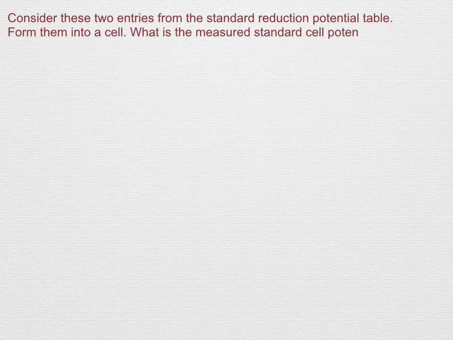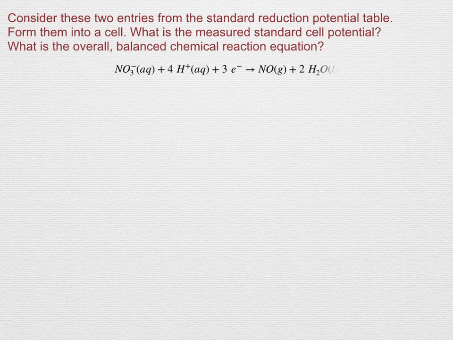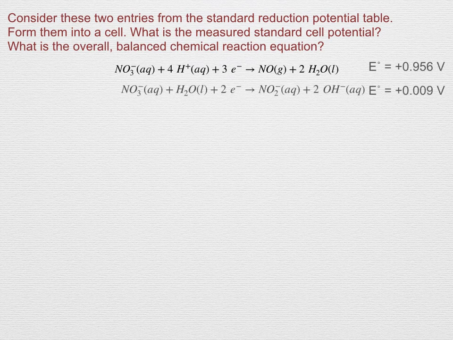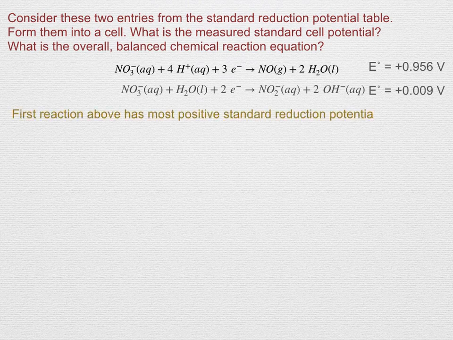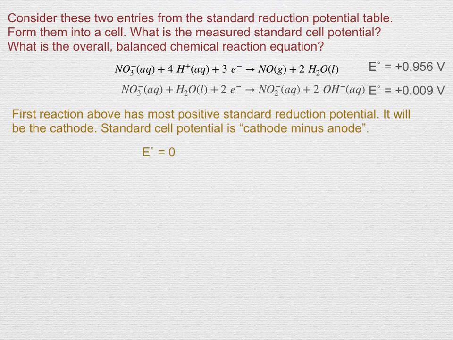Here is another. Consider these two reduction reactions. Form them into a cell. What is the measured standard cell potential? What's the overall balanced chemical reaction equation? Well, here we have nitrate being reduced to nitrous oxide and nitrate reduced to nitrite ion. Both equations involve the nitrate ion. One goes to nitrous oxide, the other to nitrite. The most positive is still the cathode. The cell potential is still cathode minus anode, 0.956 minus 0.009, or plus 0.947 volts.